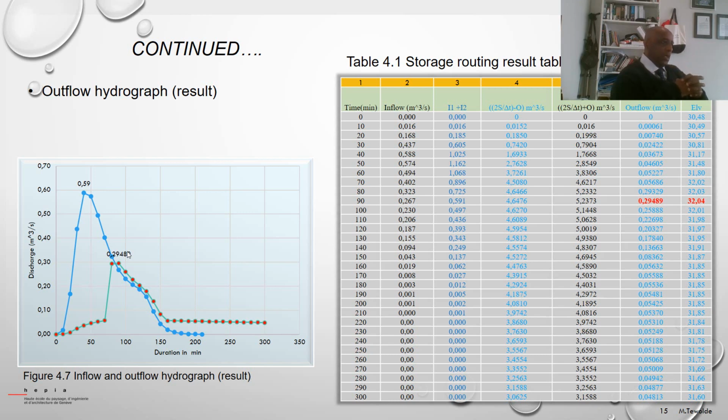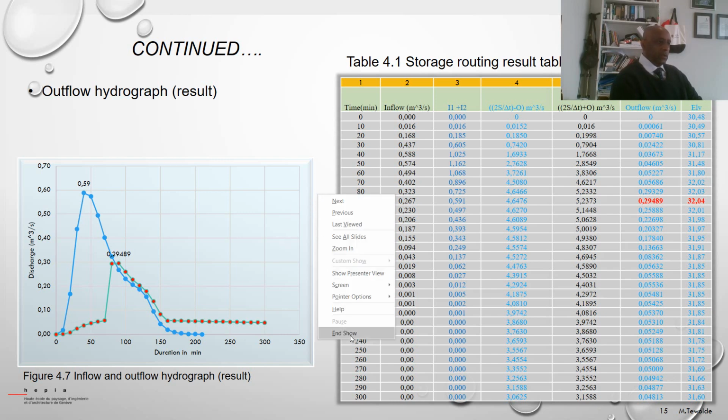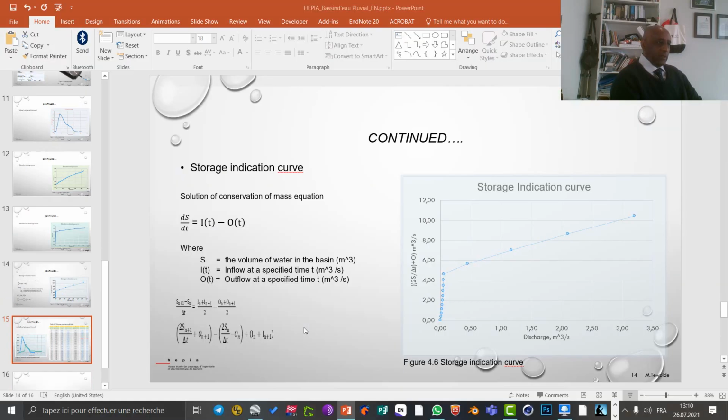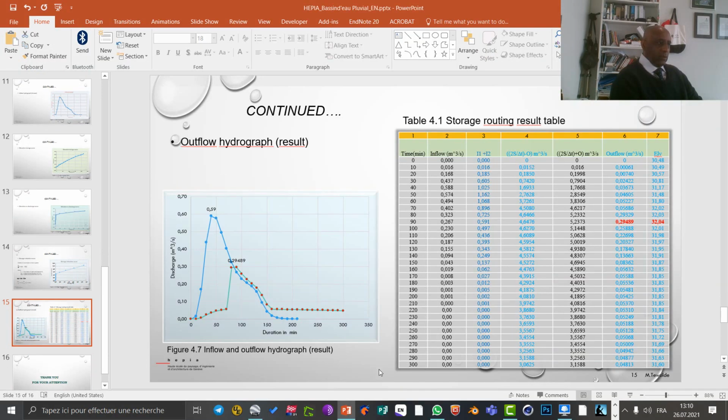That's all. And we also know the volume of the water in the storage, for example, in the basin. This one is the volume. If you take the area between the two hydrographs, it is the volume that is stored in the basin. That's how we design a basin.